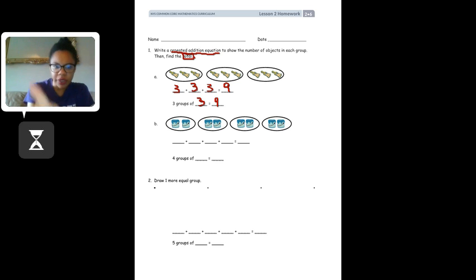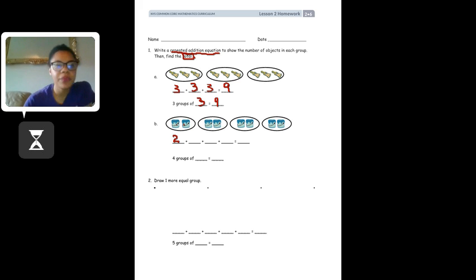Well, let's see. I have 1 group, 2 groups, 3 groups, 4 groups. So I have 4 equal groups that have how many paint buckets in them? 1, 2. There's 2 paint buckets in each equal group. So I'm going to grab my red pen and put the number 2 in my first blank because I know that there's 2 paint buckets. 1, 2 paint buckets.